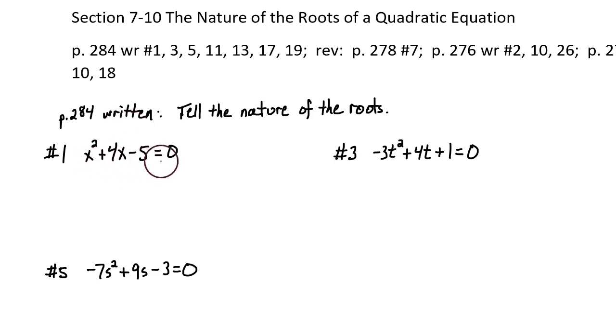Here is a quadratic equation in standard form. In front of the x squared is your value of a, which is 1. In front of x is the value of b, which is 4, and the constant term is the value of c. Now we're asked to figure out the nature of the roots without actually finding the roots.